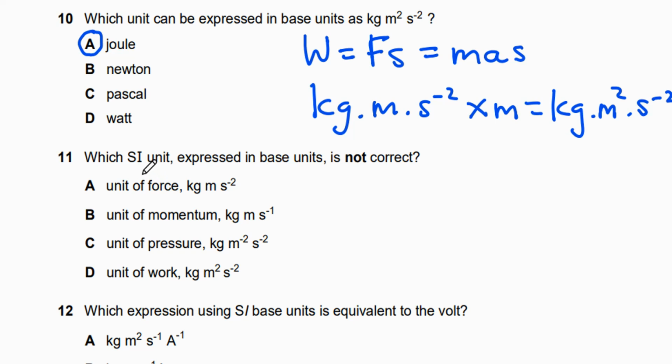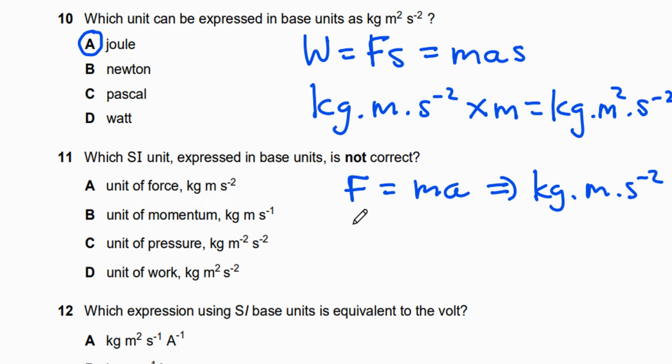Then in number 11, it says which SI unit expressed in base units is not correct. Let's look at A, the unit of force. We know force is mass times acceleration. And we know the units of mass. The unit of mass will be kilogram. And acceleration is meters per second squared. So A is correct.